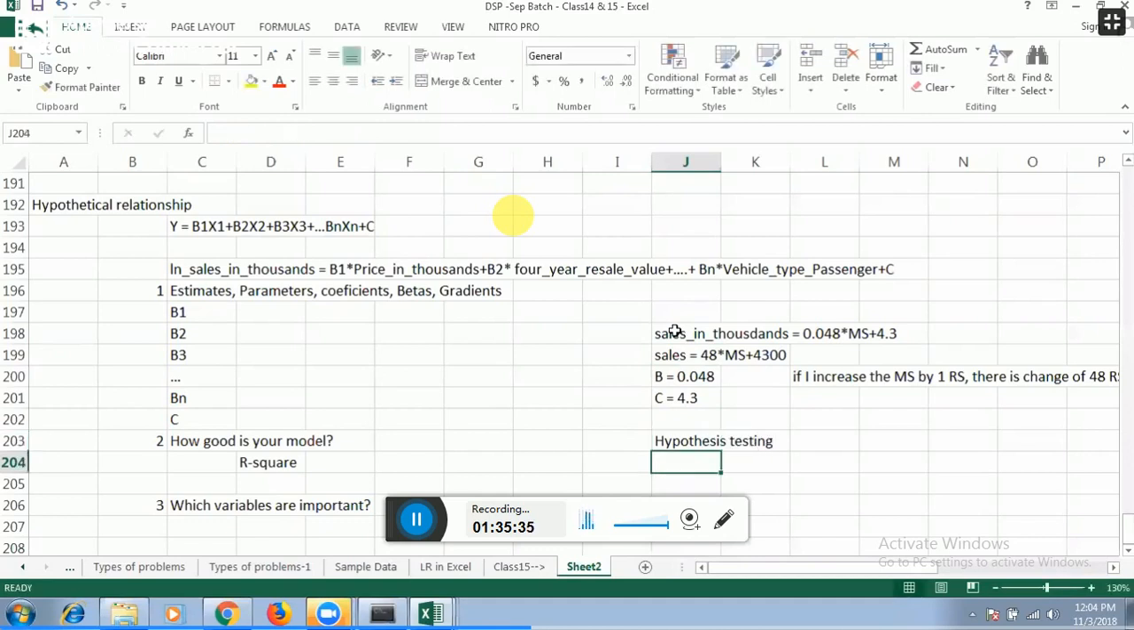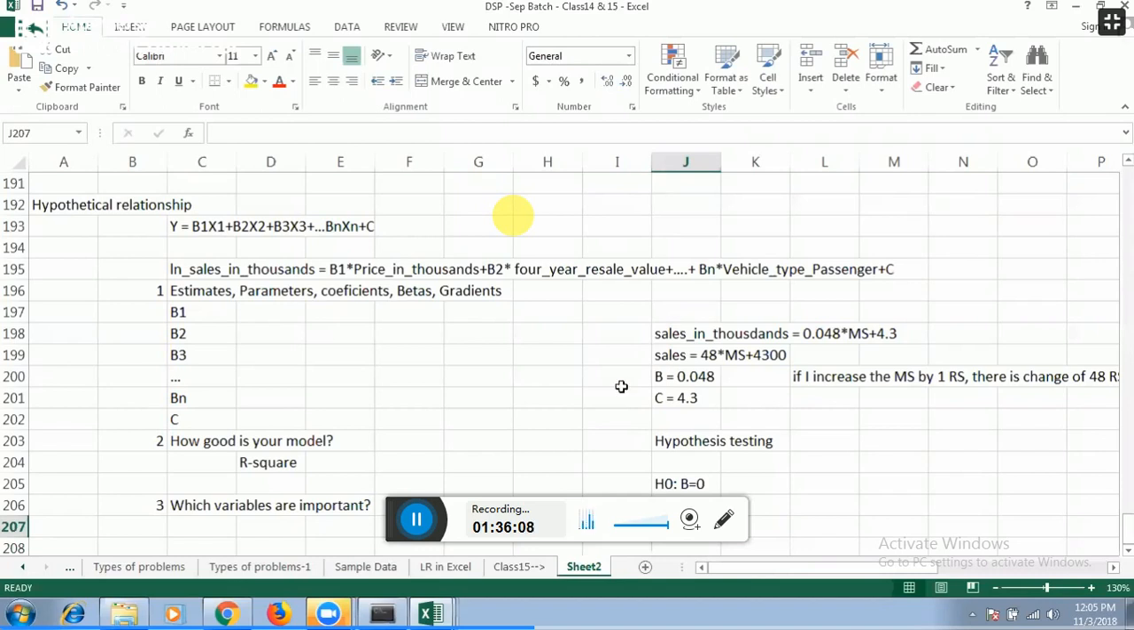What is the hypothesis testing? My null hypothesis is beta equal to 0. My alternate hypothesis is beta is different from 0. Beta equal to 0 means what? There is no effect of my x on y. If there is no effect of x on y, what is the use of that variable? It will not impact, right? That means that variable is insignificant.